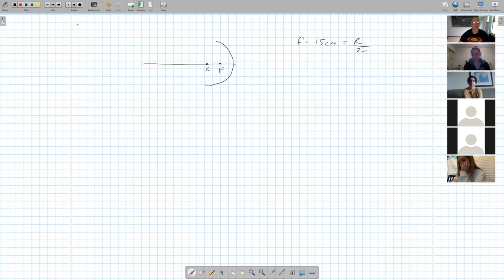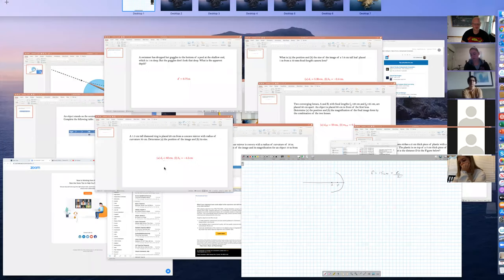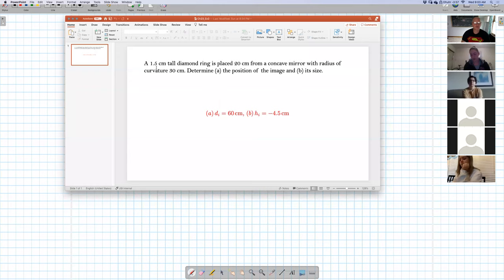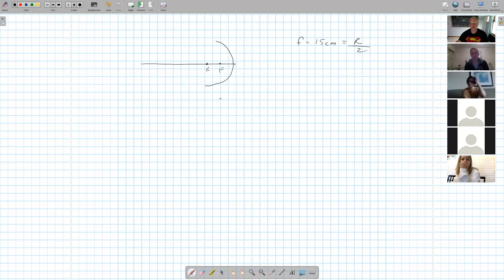What else do we know? We know that the object is placed, where was it, number 2, there it is. The object height is 1.5 centimeters, and it's 20 centimeters in front of the mirror. Let me go back to my picture. So it's going to be somewhere in here. This is 15, this is 30, so 20 is going to be somewhere around here. So our object is going to be placed something like here. That's the location of our object, and I'm just going to draw that as some arrow. We know that our object height is equal to 1.5 centimeters.